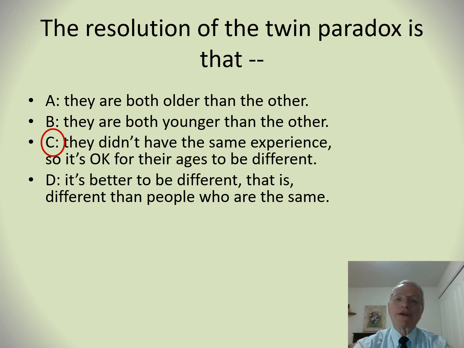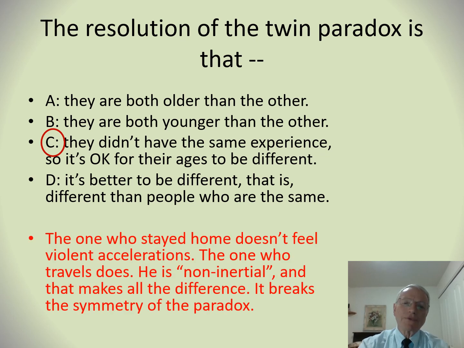It's really only a paradox if they both experienced the same thing, and then they both measure the other twin to be older than they are. That's a paradox if the same thing happened to both of them. But the same thing didn't happen to both of them. The one who stayed home didn't feel any violent accelerations. The one who travels does.